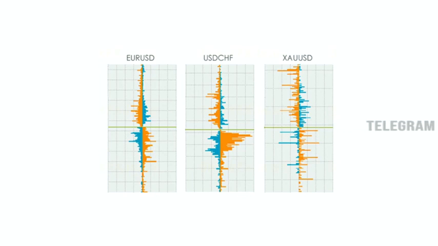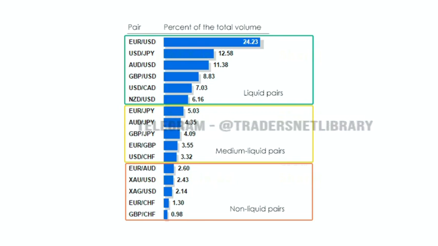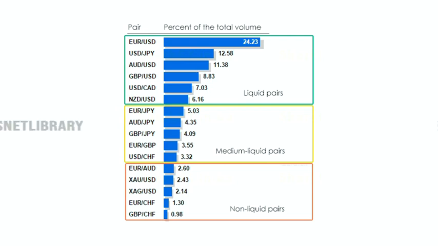Which pairs are liquid and which ones are not? By comparing trading volumes of all pairs, one can determine liquid, medium liquid, and illiquid pairs. If we build a graph of signal quality for these pairs, it will look roughly the same as that shown above. For example, EURUSD generates the most qualitative signals and GBPCHF generates the most inaccurate ones.